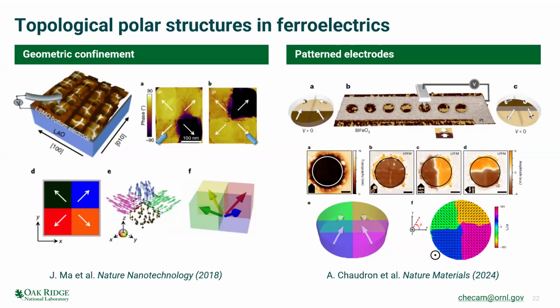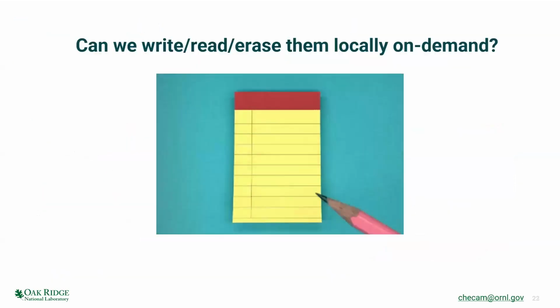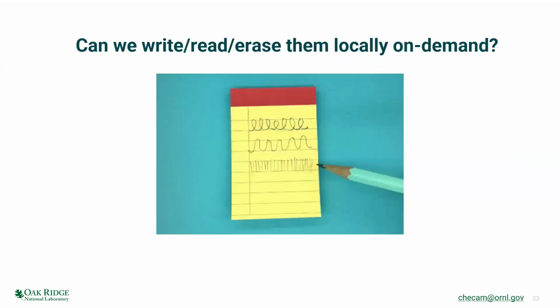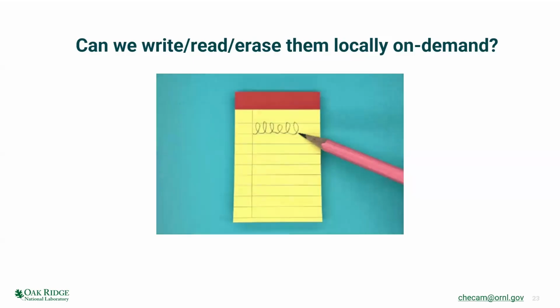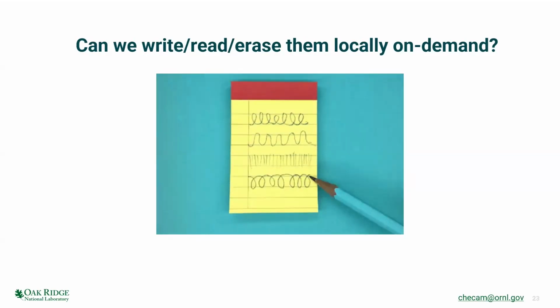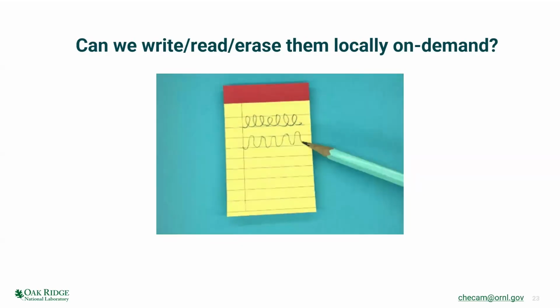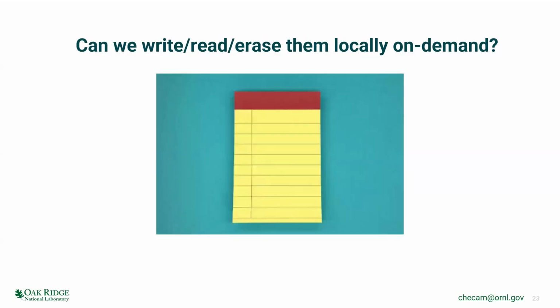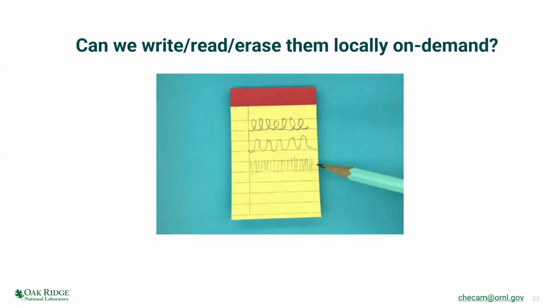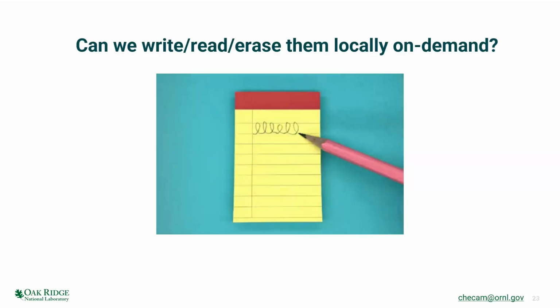And very recently, people have also used weirdly patterned electrodes to generate in-plane electric fields, like this one here, so that you can tune the properties. I think in this case it is bismuth ferrite with the in-plane effective electric field that you get with these electrodes. But the question that I wanted to answer here was, can we use an AFM tip to write, read, and erase those types of domain arrangements on demand, without the need of depositing electrodes and doing complex treatment of the ferroelectric surface?